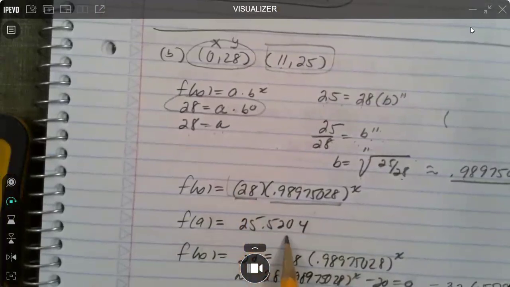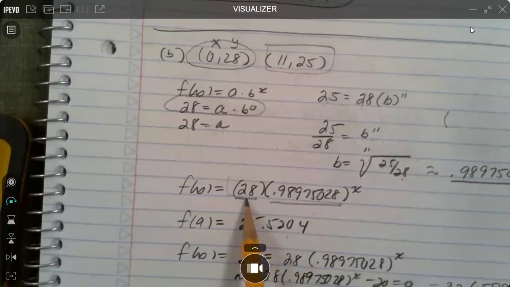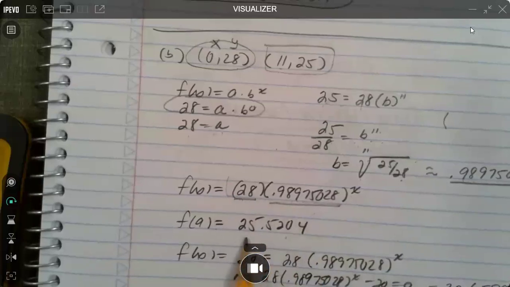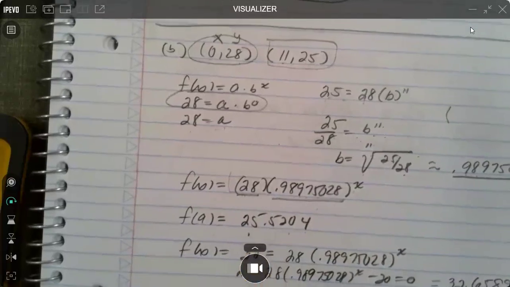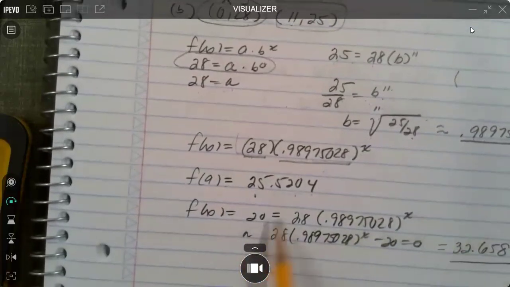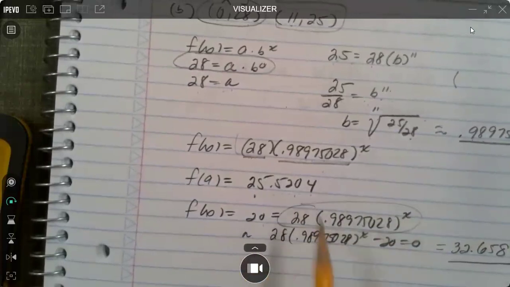And you got the a, you got the b, and I did ask you to find, using this function, find f at 9. So all you're going to do is in your calculator, in one step, type in 28 parentheses 0.989750028 caret to the 9th power. And you should get about 25.5204.